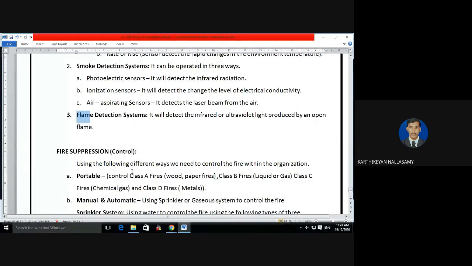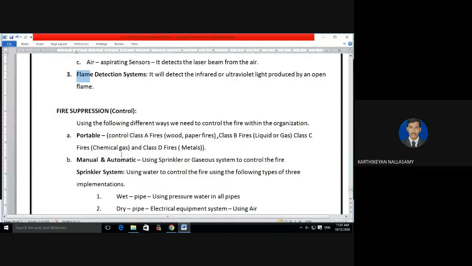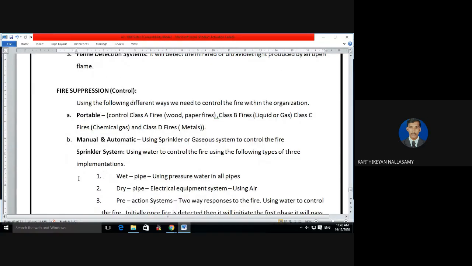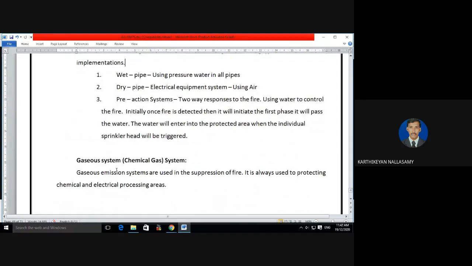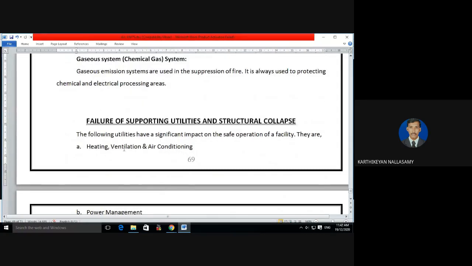And there are different control methods we also have, called portable ones, so you are going to use different kinds of devices for controlling fires, maybe components for wood, paper fires, liquid or gas fires. Once the fire has happened, what is the method you are going to implement? Clear? So it may be portable controls, manual or automatic systems, that are going to provide for controlling fires in an organization.